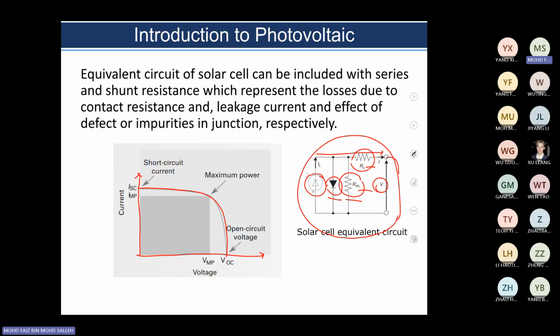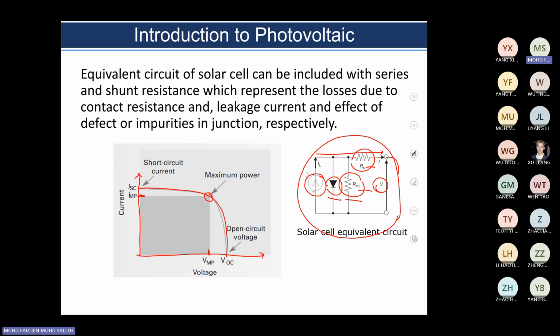And the maximum power, the highest voltage and the highest current, is at this point. So that is the maximum power that we can get from that solar cell. So this is how we model that solar cell in terms of circuit.